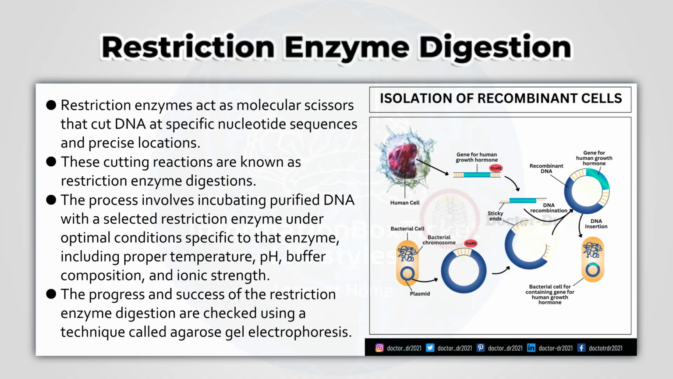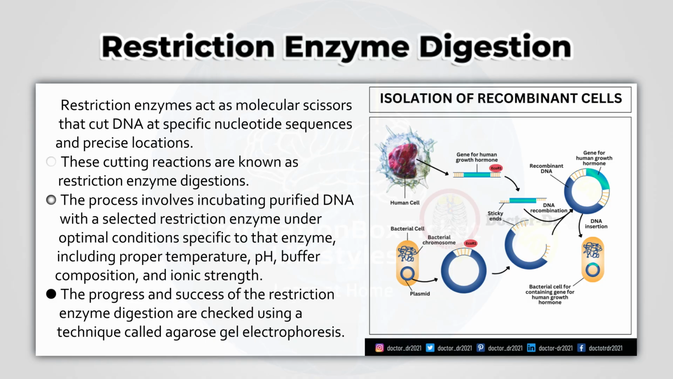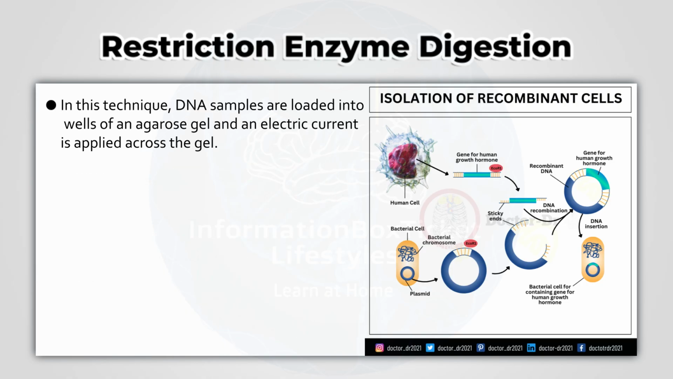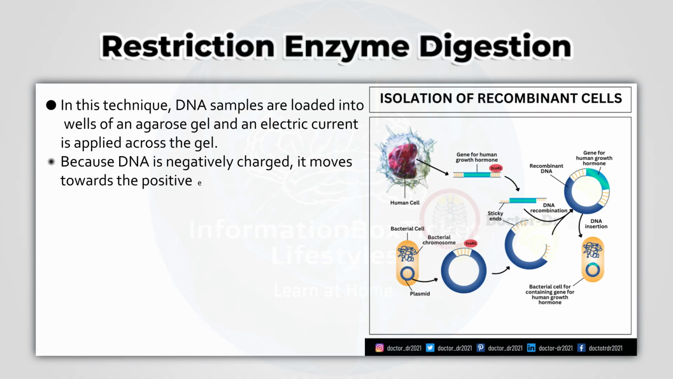The progress and success of the restriction enzyme digestion are checked using a technique called agarose gel electrophoresis. In this technique, DNA samples are loaded into wells of an agarose gel, and an electric current is applied across the gel. Because DNA is negatively charged, it moves towards the positive electrode, the anode, during electrophoresis.